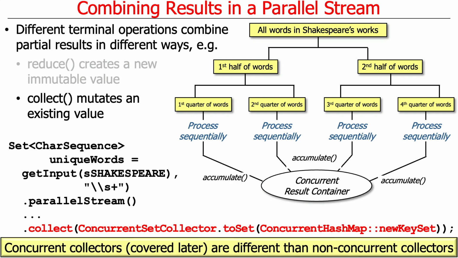In contrast, with concurrent collectors, there is no merging. What happens is you have a single thread-safe concurrent result container, concurrent mutable result container, and the parts of the stream that are processed in parallel will accumulate into that one and only mutable result container.